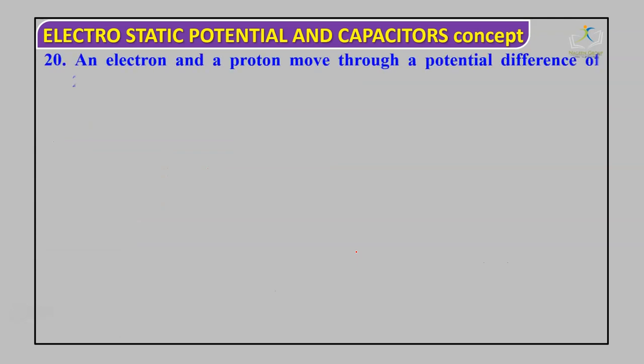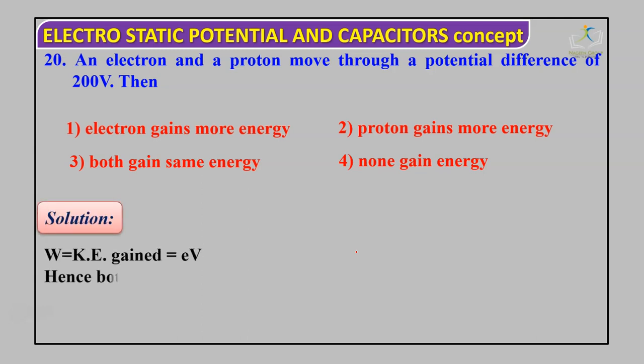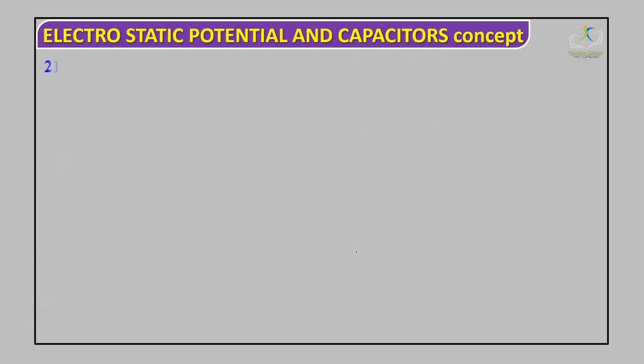Next question we have: an electron and a proton move through a potential difference of 200 volt. Then the electron gains more energy, the proton gains more energy, both gain the same energy, or none gain energy. So we have a solution. Work done is equal to kinetic energy gained, which is equal to electron volt. Hence, both electron and proton will gain the same kinetic energy. According to this, the correct option is 3.